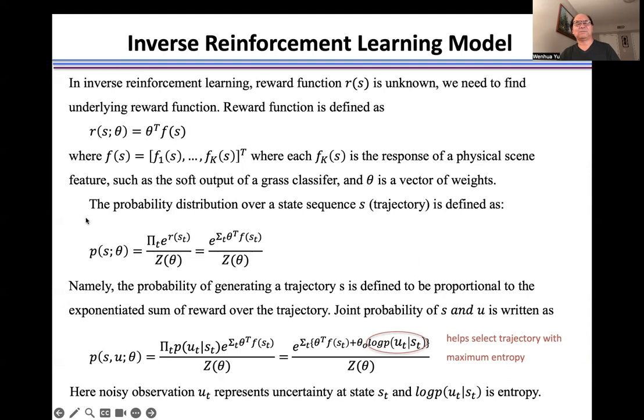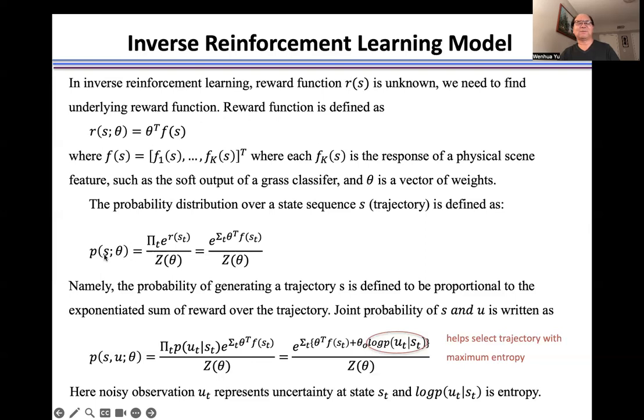Because this probability is like a joint probability over the trajectory S, we use the product of the exponential here. This reward function is a cumulative reward over the trajectory. And here, this is the normalization factor, just to make sure this probability over all the possible trajectories equals 1.